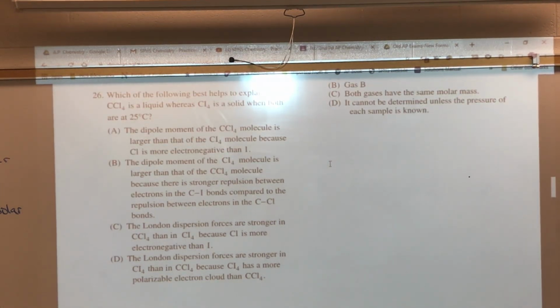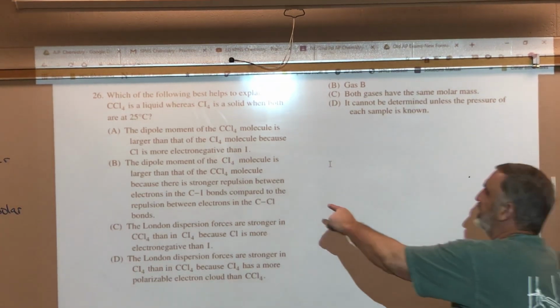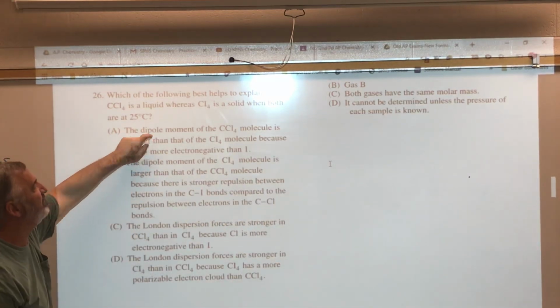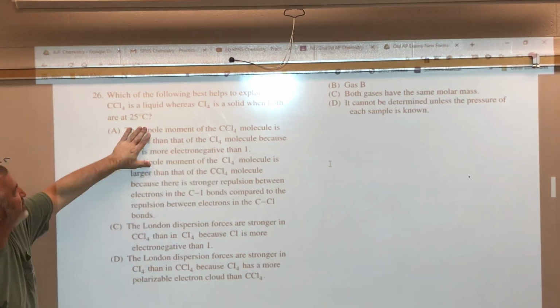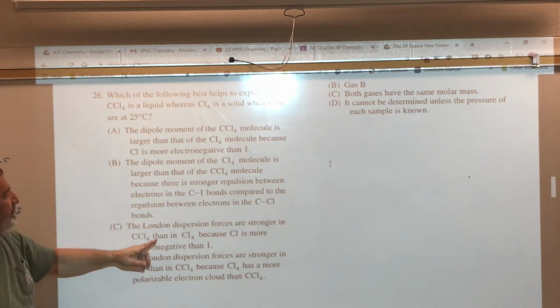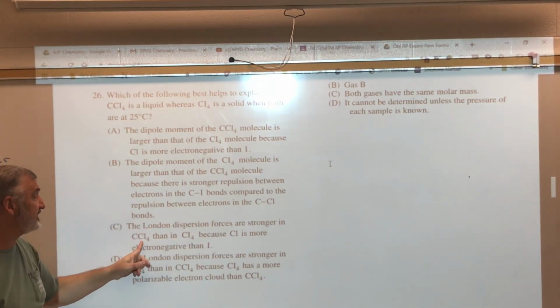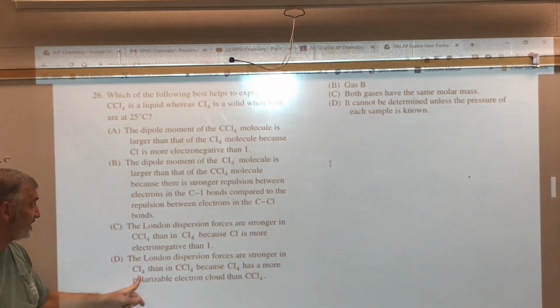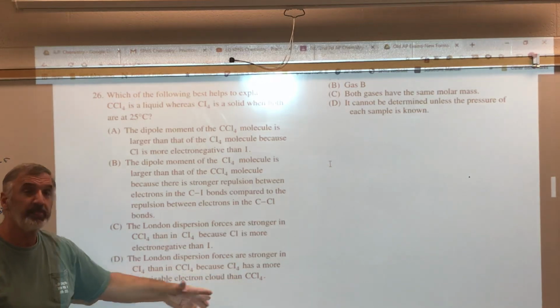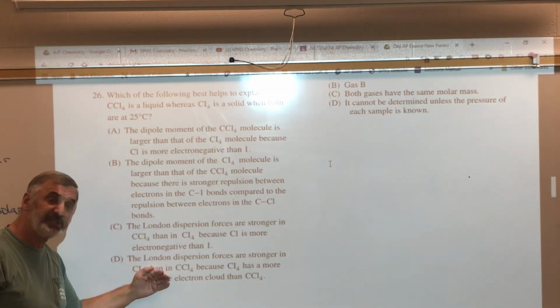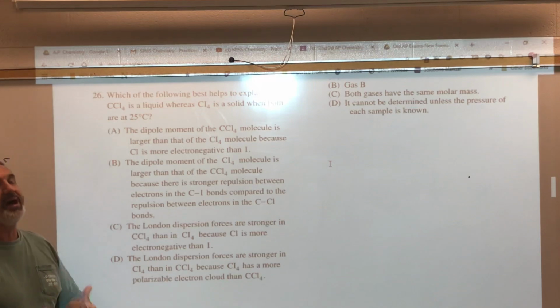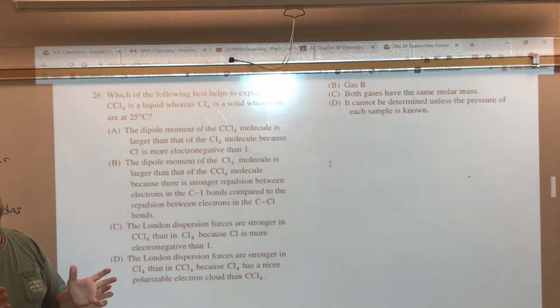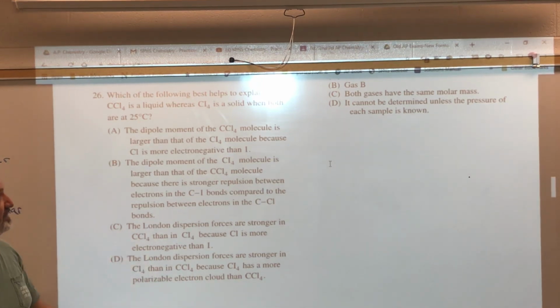Which of the following helps explain why? Well, dipole moment, this refers to polar molecules. Both of these are symmetrical, so they're going to be nonpolar, so they don't have a dipole moment. The London dispersion forces are stronger in CCl4 than CI4? No. CI4 is going to be stronger than CCl4, which is going to be this one, D, the London dispersion forces. So you need to be able to identify the type of substance, type of attractive forces. Those are the things I think they're going to ask about. They're also going to ask a lab-based question, but they're going to put some of that in there, I think.